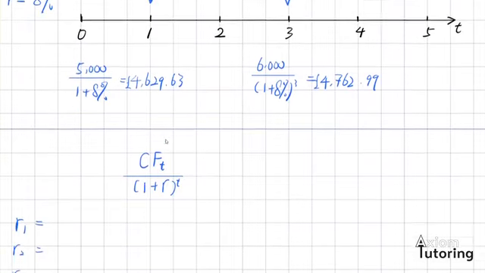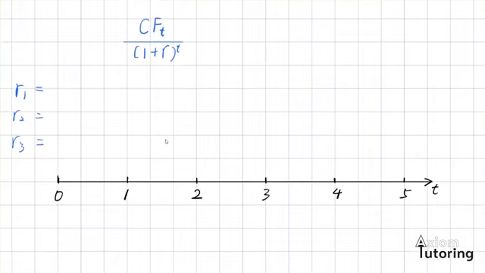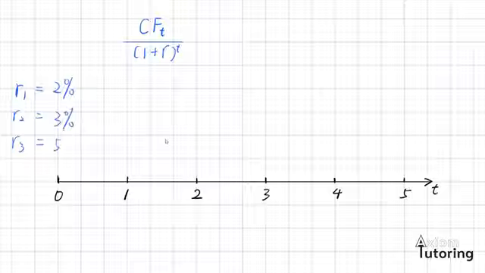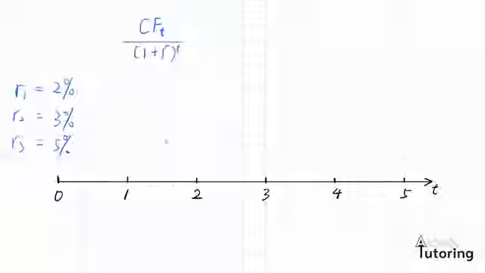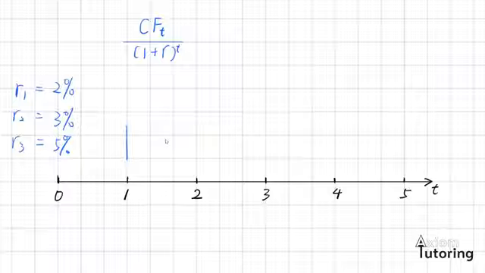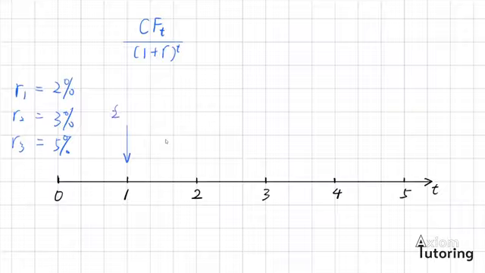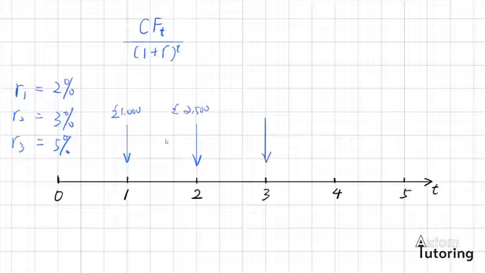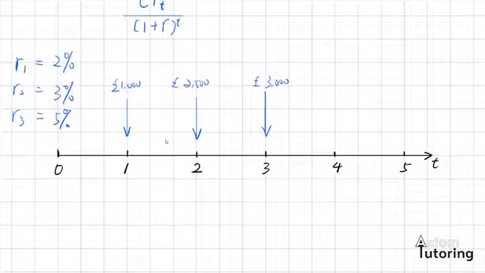What if I have different discount rates for different periods, and I have multiple cash flows in the future? For example, R1, the 1 year interest rate, is 2%, R2 is 3%, R3 is 5%. And I have different cash flows at different time periods. At time t equals 1, I have £1,000 as an income, at time 2, I have £2,500 as an income, and at time 3, I have, let's say, £3,000. Now, I have a stream of cash flow. So what does this stream of cash flow mean to me at present? We're trying to calculate the present value of this stream of cash flow.